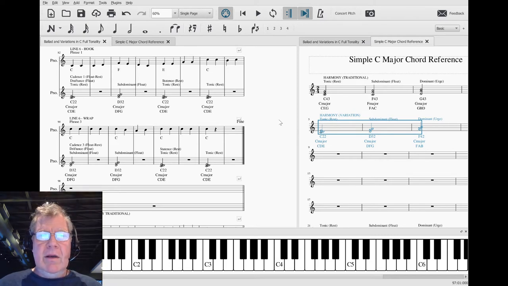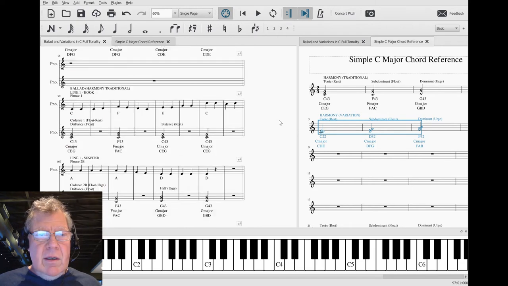Let's do a recap right here. Sirs and madams, wherever you are, thank you for your attention. This is a recap of what we've done so far in composing a ballad and variations in C tonality.